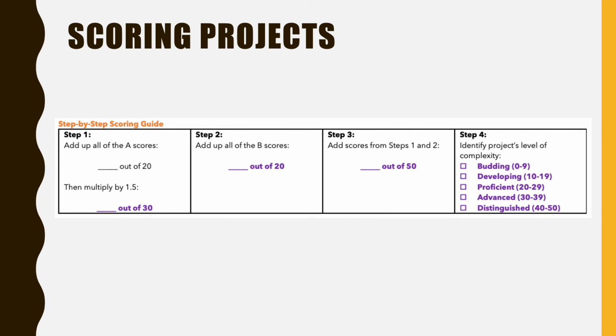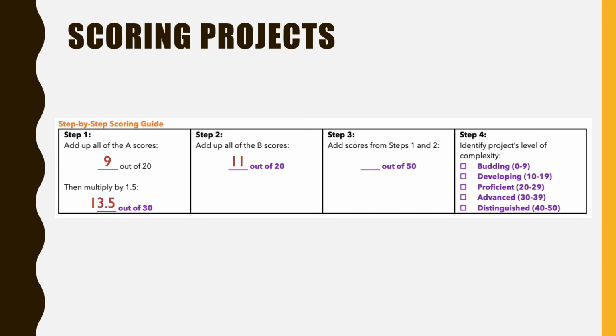Because KIBO is first and foremost a coding platform, this aspect of the project is weighted more heavily than the project design elements. So, in the example project, the summed score for A is 9 points, so the weighted score for A is 13.5 points. Step 2 is to add up all of the B scores. This is the score for project design elements. In this example, the summed score for B is 11 points.